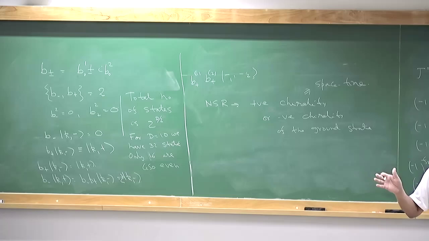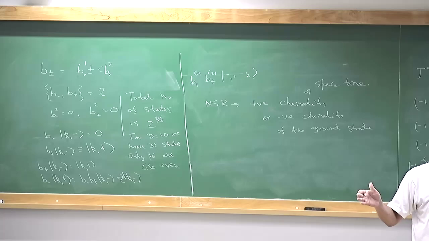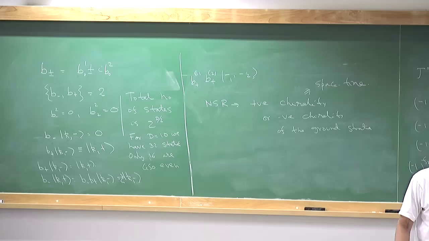The GSO odd ground state is not allowed, but you can apply an odd number of b minus r's on that. That will be even, that will be already in. Now, take a GSO odd ground state and apply the non-zero mode oscillators. That will be an allowed state. From the GSO even state, you have to apply an even number of non-zero mode b's. So this way you can construct the whole spectrum.